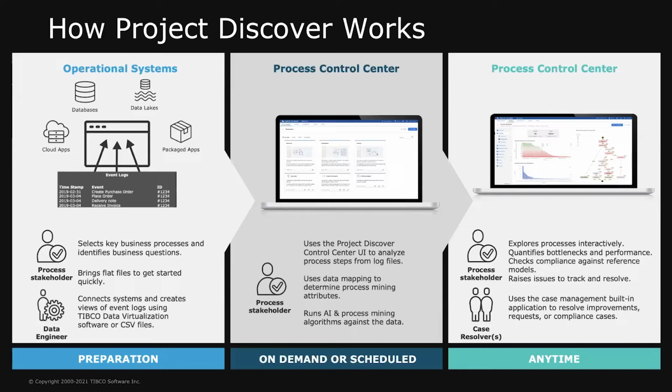On the other side, we have Project Discover, which offers you a UI so you can analyze and document all your processes. It uses data mapping to determine the process mining attributes. It runs a set of AI and process mining algorithms against the data. This is how we discover things. And then after, we give you the ability to explore those processes, to quantify things, to report on those issues, and eventually raise, through a built-in case management system, improvement requests or compliance cases to resolve at any time.